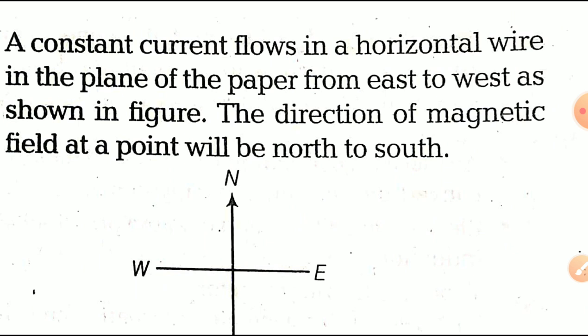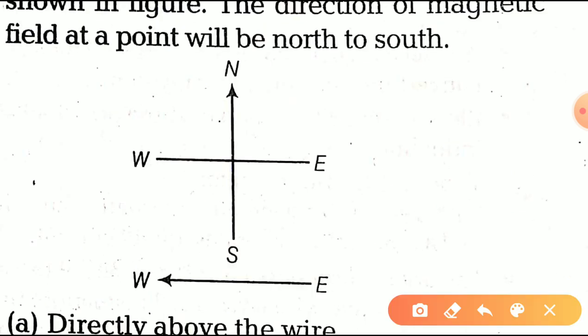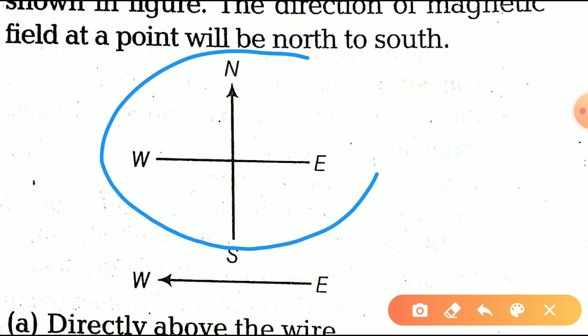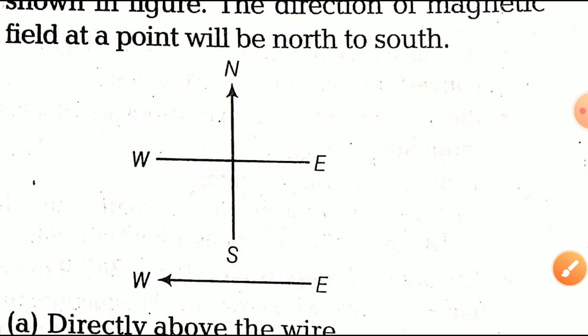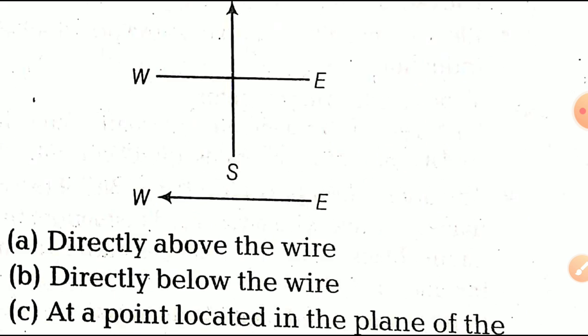Next one: a constant current flows in a horizontal wire in the plane of the paper from east to west, as shown in the figure. Here you can see the east, west, north directions. So the current is flowing from east to west. The direction of magnetic field at a point will be north to south.